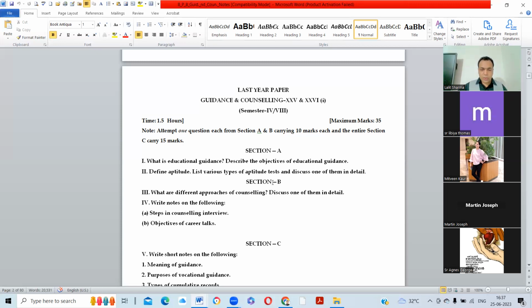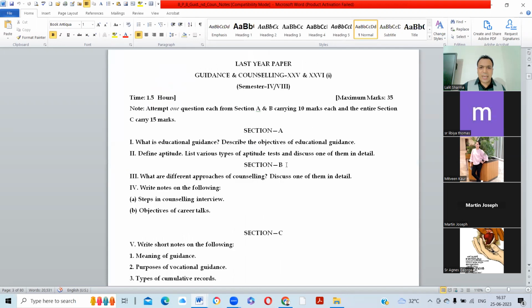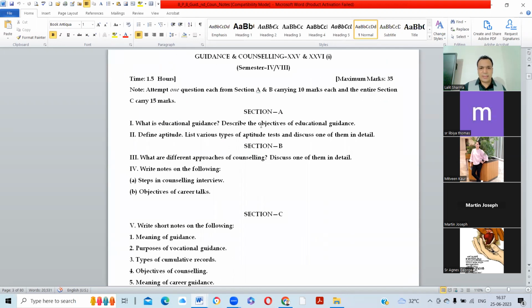So this is your last year paper. In the last year paper, the questions that came were: what is educational guidance? Describe the objectives of educational guidance. So guys, there are only two sections, as you are aware from the syllabus. In sections A and B, out of two questions you have to attempt one. And part C is the compulsory part, as you know.